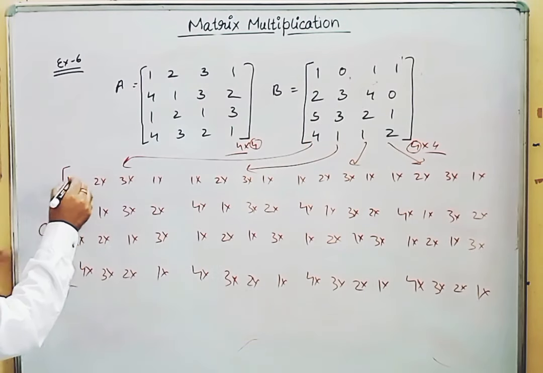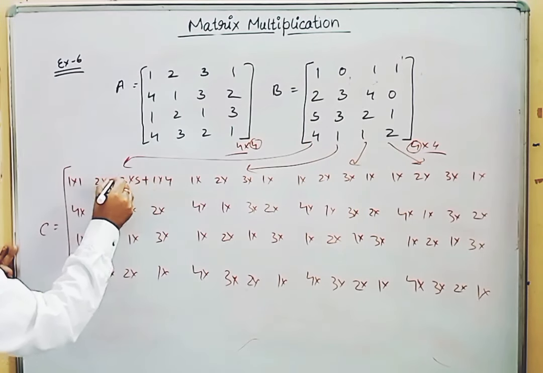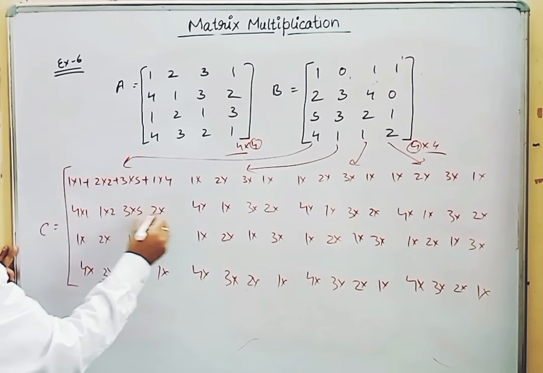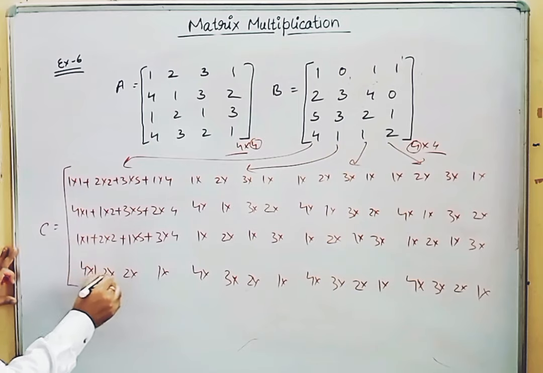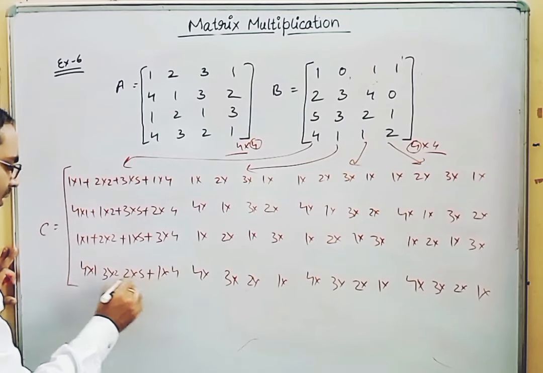1, 2, 5, 4. So this will be 1, 2, 5, 4, and we'll have a plus sign in between. Then again 1, 2, 5, 4, plus sign in between, and the same for the remaining two.